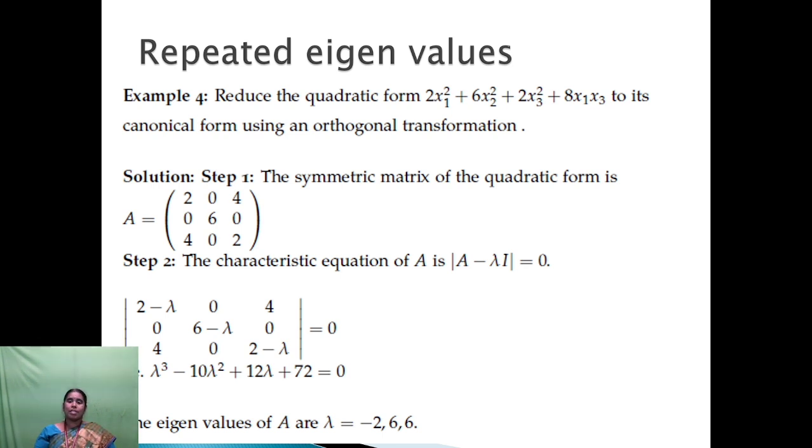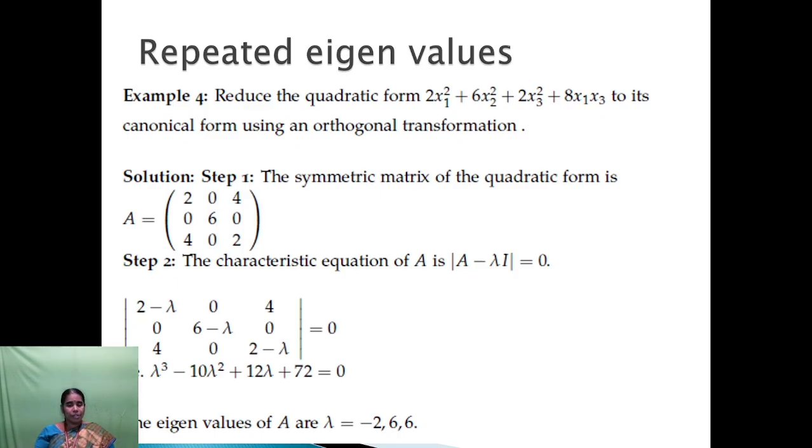First, the symmetric matrix of the quadratic form. We just reduced the quadratic form to the symmetric matrix. Next, the characteristic equation is given by modulus of A minus lambda I equal to 0. On solving, we have a cubic equation: lambda cube minus 10 lambda square plus 12 lambda plus 72 equal to 0. On solving the cubic equation, we obtain the eigenvalues as minus 2, 6 and 6. On observing, we find that the eigenvalues are repeated.